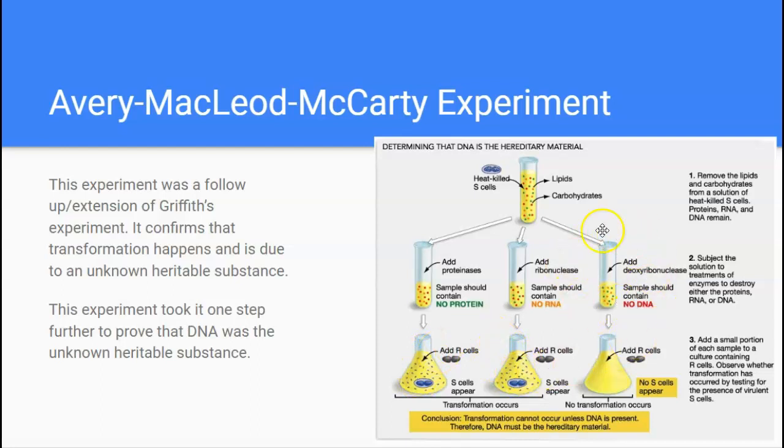But in this one, they put an enzyme that broke down all the DNA. So what's in here? Protein and RNA. And they added the R cells and none of those S cells appeared. No transformation occurred. So without DNA, there was no transformation. And the two that had DNA, there was transformation.